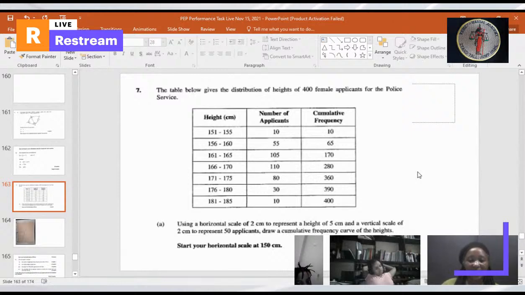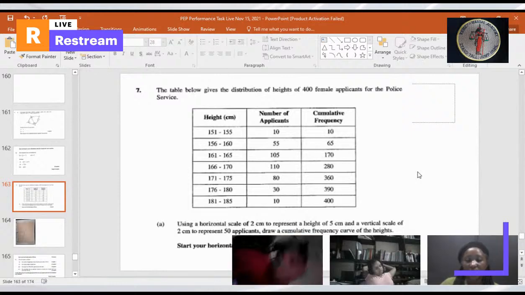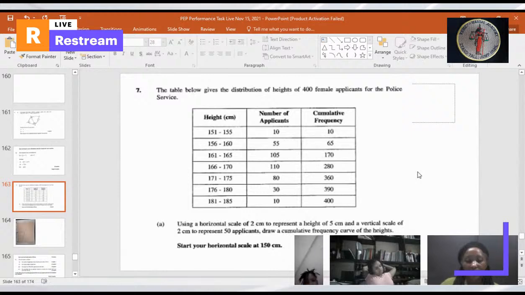So 10 persons had 151 to 155 in height. 55 of them were 156 to 160, and so on. The cumulative frequency is given. We didn't have to work it out, but just so you understand how they come by the cumulative frequency, remember the cumulative means to keep adding on what you had before. So it accumulates. You start with an amount and you keep adding to that, and then you add to that. So the first frequency was 10. And then the second row had 55.